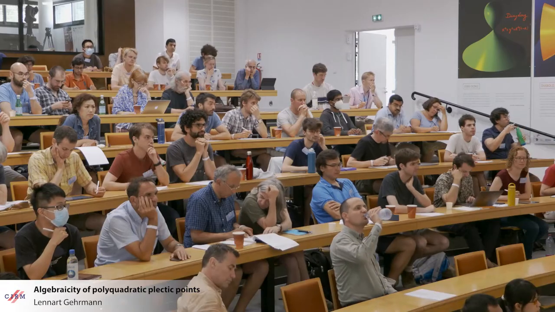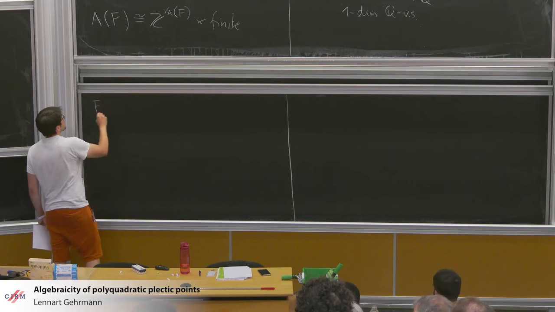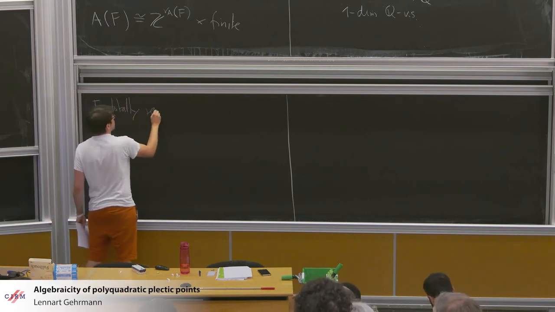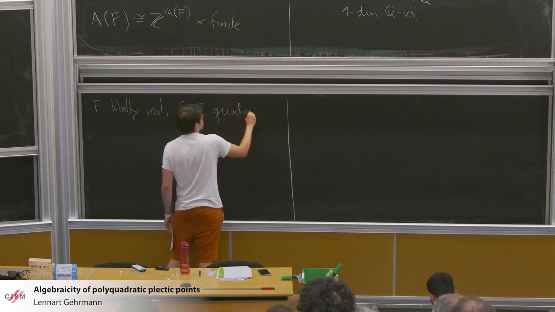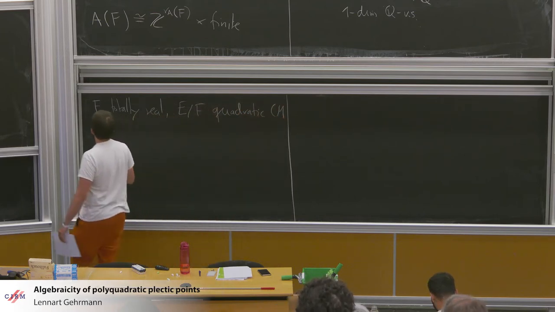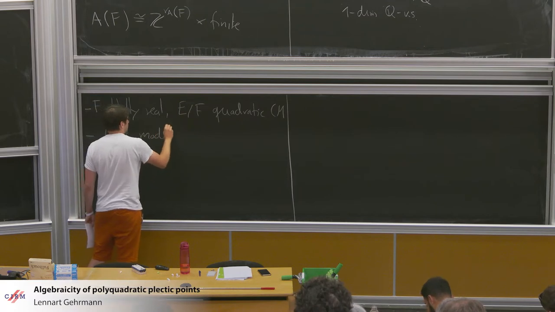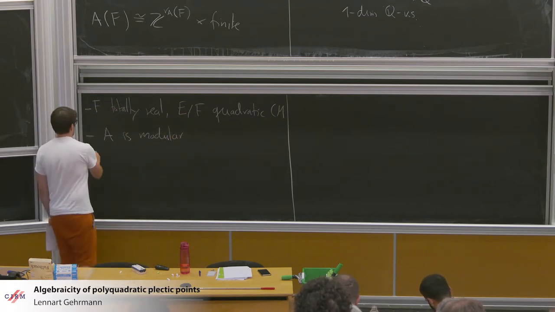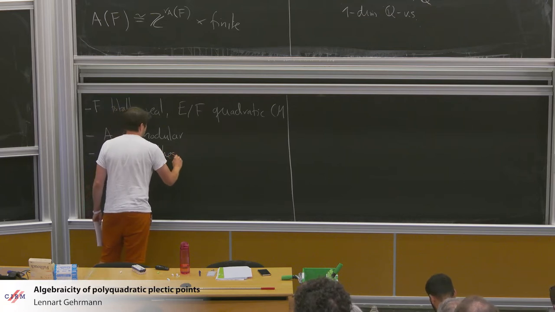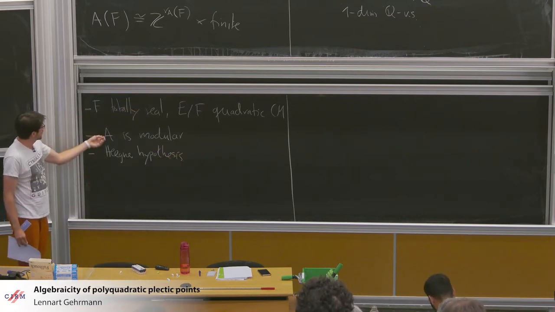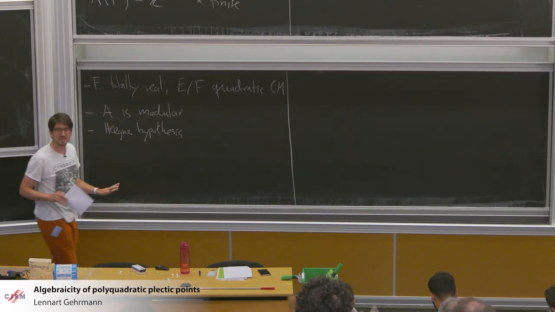I mean, the only known systematic supply of elements or points on elliptic curves are Heegner points, so let me just recall this briefly. If F is totally real, and E over F is a quadratic CM extension, and we have to assume that A is modular, and we have to assume some kind of Heegner hypothesis. This is related to the splitting behavior of the primes where A has bad reduction in the extension E over F. I never write down these Heegner hypotheses in my talk.